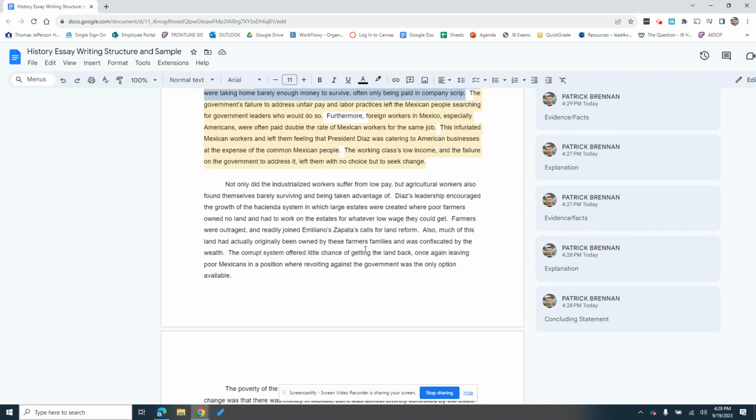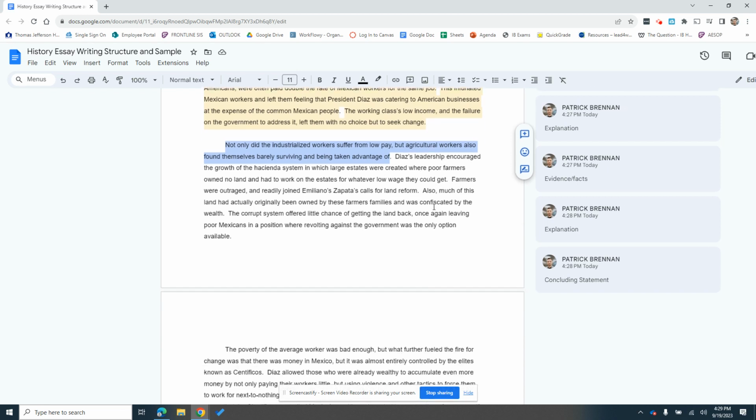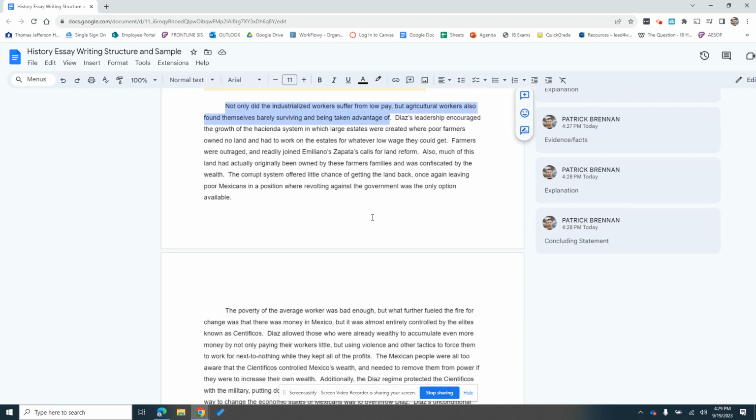I'm not going to walk through each one here individually line by line, but we're going to have a topic sentence. Not only did industrialized workers suffer from low pay, but agricultural workers also found themselves barely surviving and taken advantage of. This whole paragraph is going to be about agricultural workers. And we're going to have fact, explanation, the same formula pattern again.